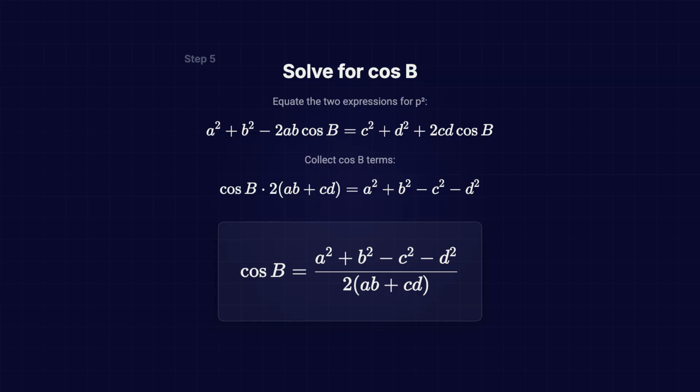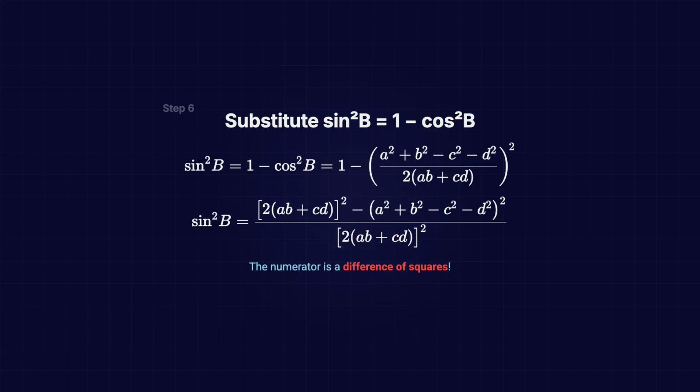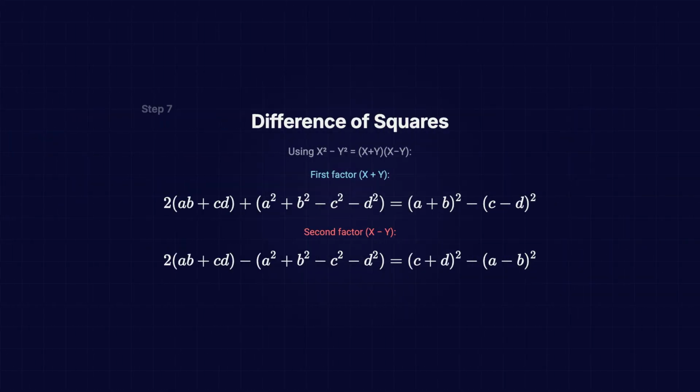Let's bring back our old friend, Pythagoras. Since sine squared is simply 1 minus cosine squared, we can substitute our massive fraction in, turning it into one large, albeit intimidating, algebraic expression for the sine squared. It looks messy, I know. But look closely at the numerator. That's a classic difference of squares. This means we can factor it into two much cleaner, more manageable pieces.